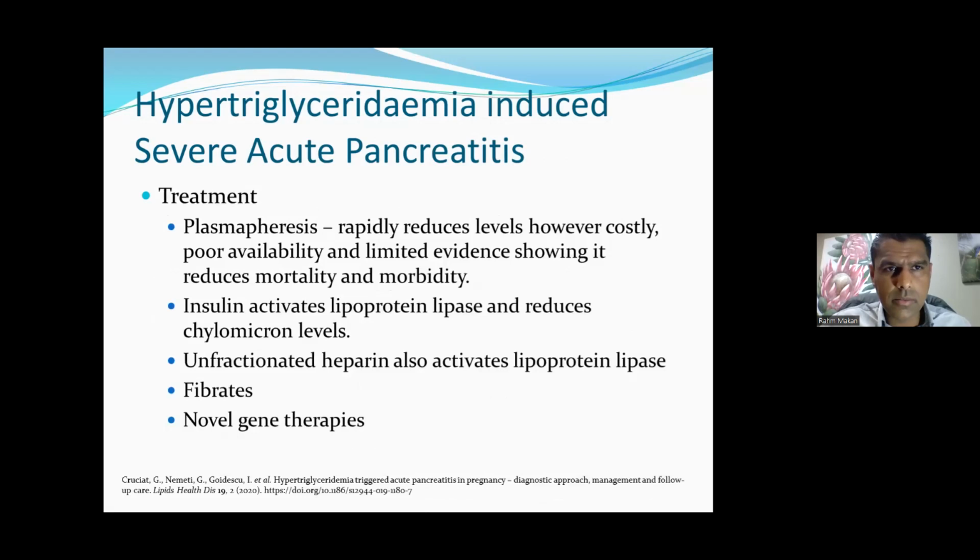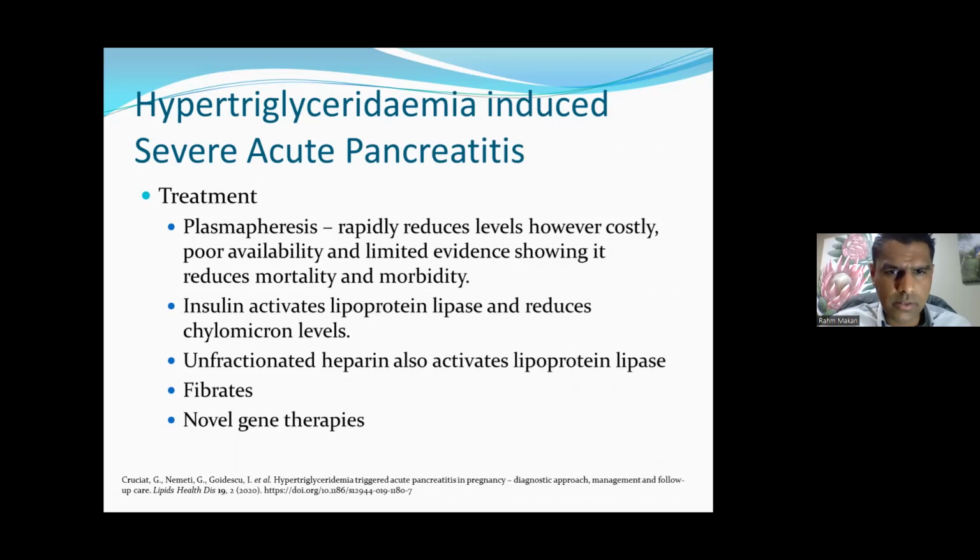Okay, so when it comes to treatment of hypertriglyceridemia-induced pancreatitis, one of the options is plasmapheresis, and this rapidly reduces the triglyceride levels. However, we're limited by cost and poor availability. And there's also limited evidence showing that it reduces mortality and morbidity.